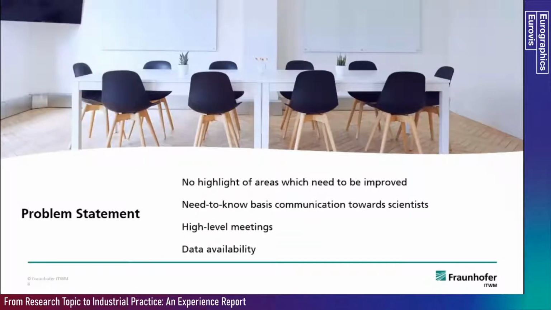Well, the problem statement. There is no highlight of areas which need to be improved. When you're researching something, you either have a contact to a person or you have no idea what's happening. So it's kind of on a need-to-know basis that the communication goes towards scientists. Look, guys, we need this and this and this fixed. But that is at the point when the industry has already, one particular producer has defined one particular problem and they have reached out. There is no more global possibility to actually determine problems and for scientists to reach out when they think they might have a solution.